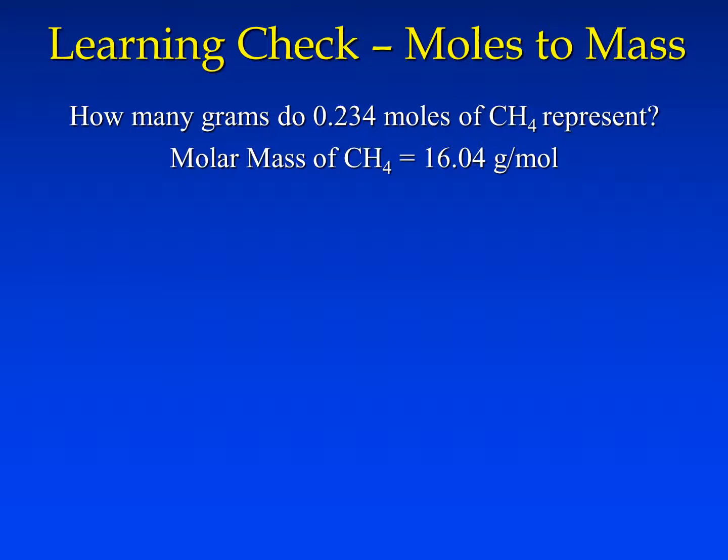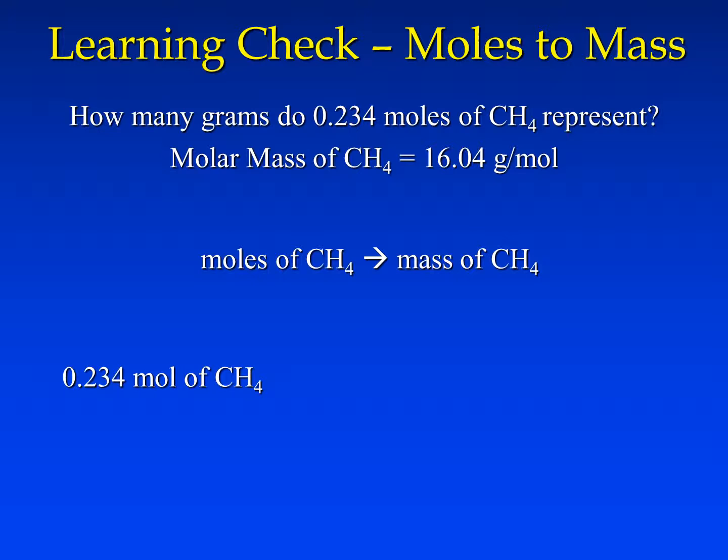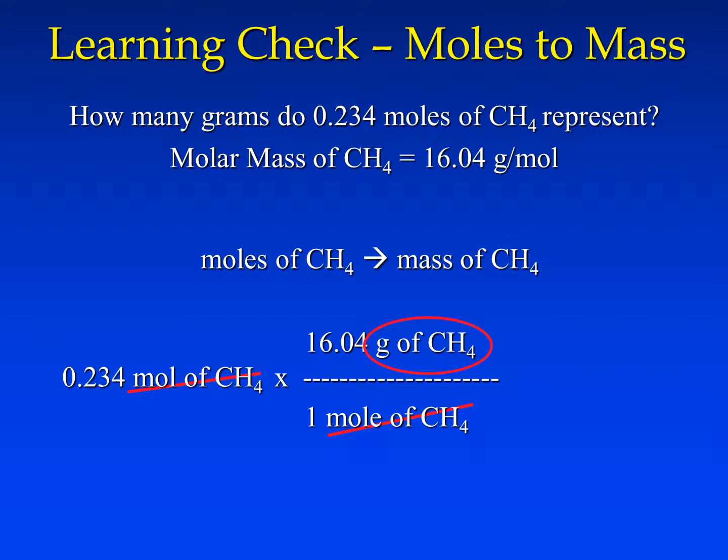Welcome back. I'm sure you figured this out very quickly. Of course, we start with the value that is given, 0.234 moles of methane, and now we construct a conversion factor that puts moles on the bottom, meaning 1 mole of methane, and the equivalent molar mass of methane on the top. The mole units of methane cancel out. I'm left with the desired units, and here is my answer. Okay, let's move on.